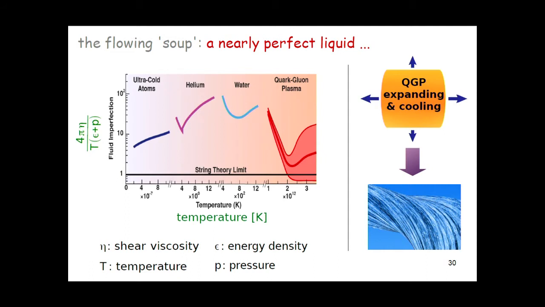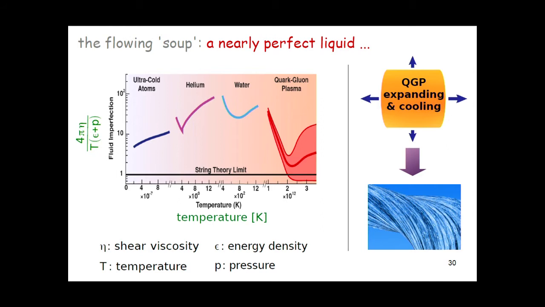I've said that once the quark-gluon plasma is created in experiments, it expands and cools down. As it expands, it flows, like water. So the flow of this soup can be described following the principle of how water flows, or hydrodynamics. But the imperfection of this fluid, how it flows, is determined by the resistance that the fluid provides as it flows. That fluid imperfection is characterized by a quantity: the shear viscosity eta divided by temperature times energy density plus pressure.